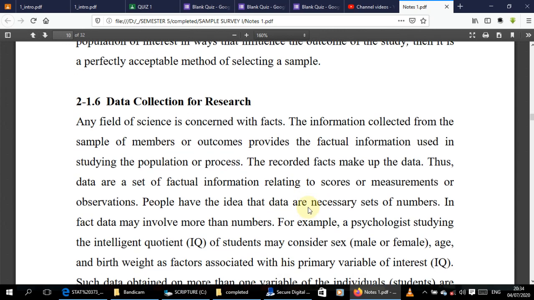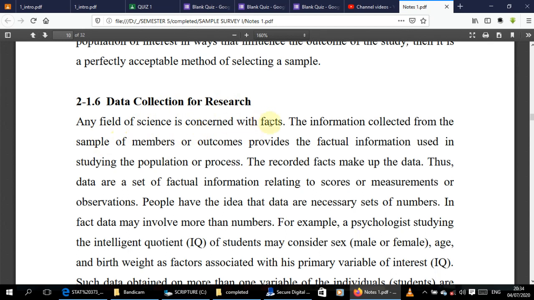Right, so data collection method. Remember that when you are doing a survey, you have to define your sample, your population, and pick a sample. When you are done picking the sample, you have to go ahead and take the data. So, data collection.